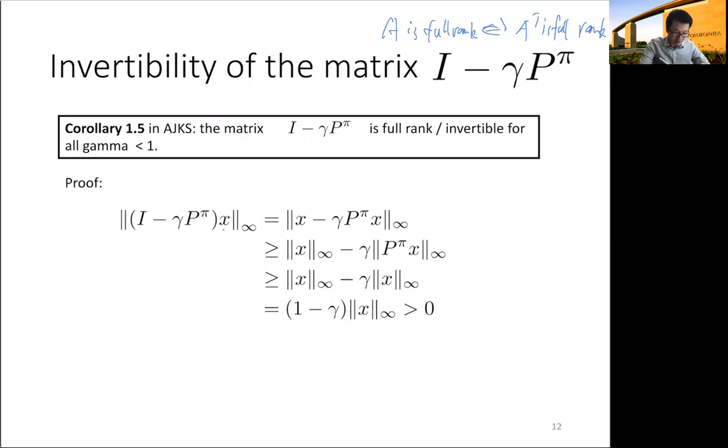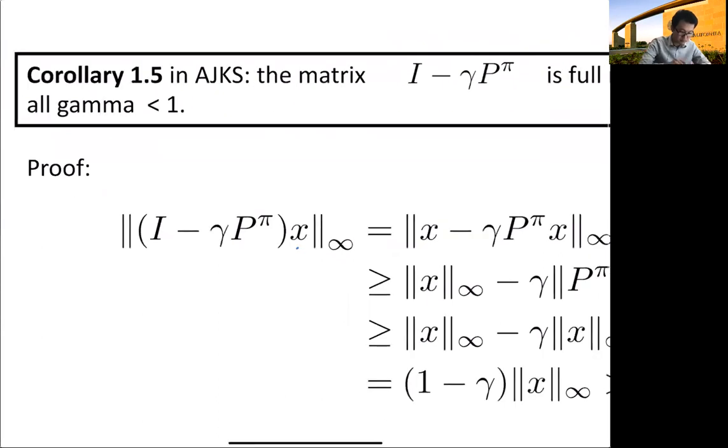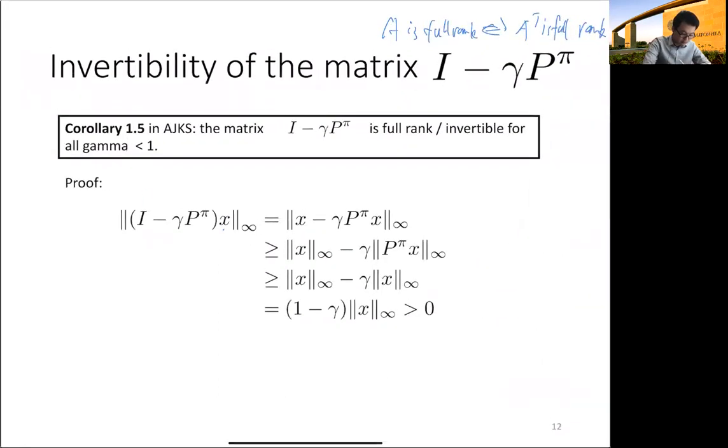First of all, by the way, this I is the identity matrix. So by linearity and then by the triangular inequality of this L infinity norm. The L infinity norm is a norm, so it's a metric, therefore it satisfies the triangular inequality. Okay, and once we have that, how about the third inequality?